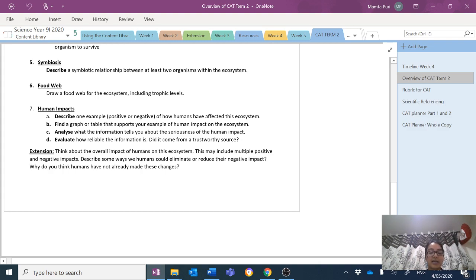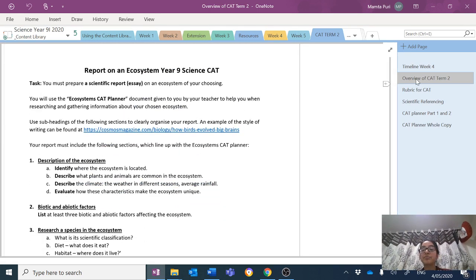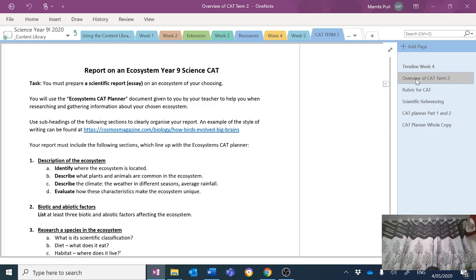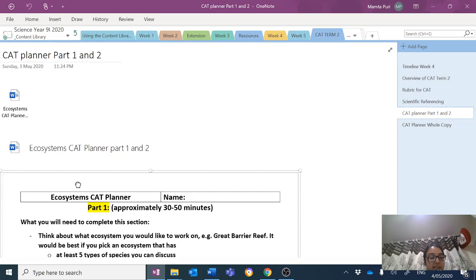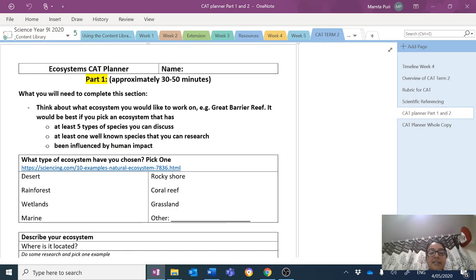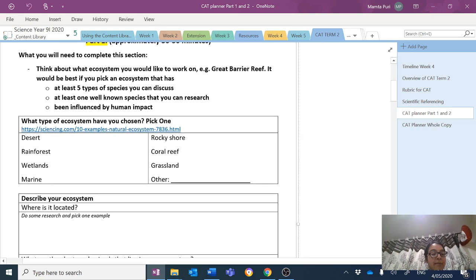Okay, so this was the overview of the task. So in here you can see the bigger picture of your task. Okay, now I'll go back to the planner and I'll tell you the reason why the planner is there for you. As you can see here, we have just described. I'm just focusing on part one and part two from your overview. Okay, part one was about picking your ecosystem of your choice.